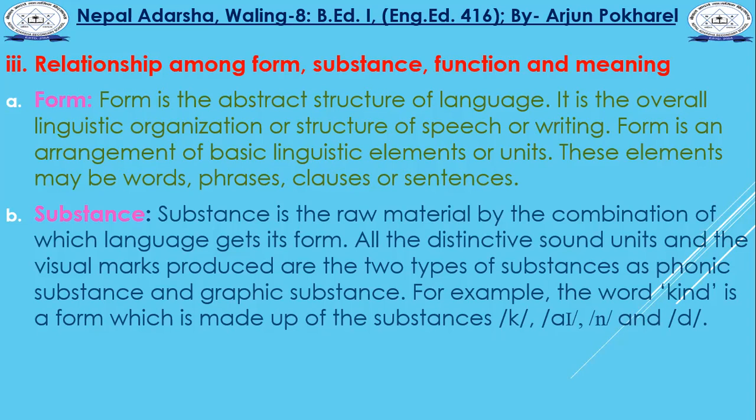All the distinctive sound units and the visual marks produced are the two types of substances: phonic substance and graphic substance. By phonic substance we mean all the distinctive sound units, the sounds. The visual marks produced are graphic substance. Whatever you write is graphic substance, and whatever you speak is by using phonic substance. By using phones we speak, and by using letters or alphabets we write. That's why letters or alphabets are graphic substances, and the phones or sounds that you use while speaking are phonic substances.